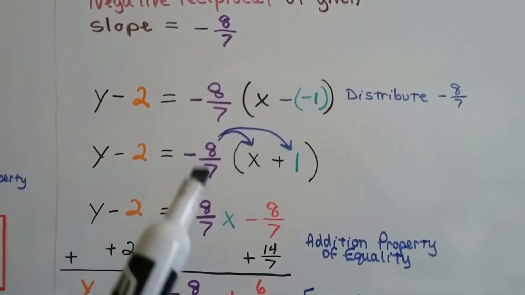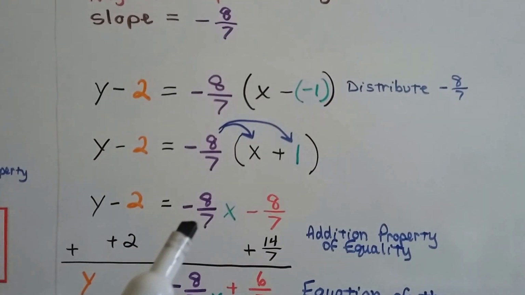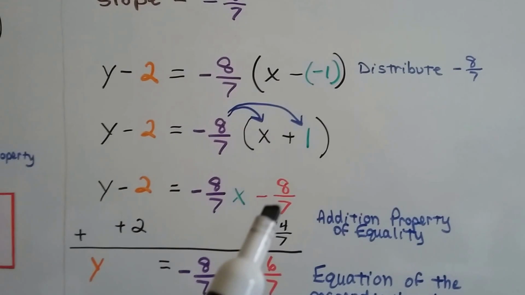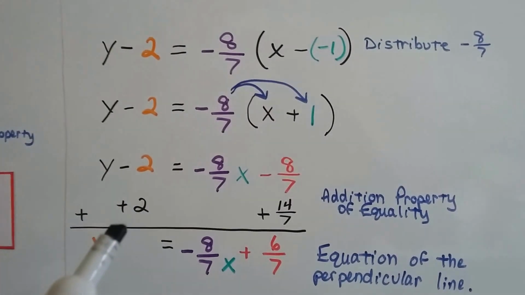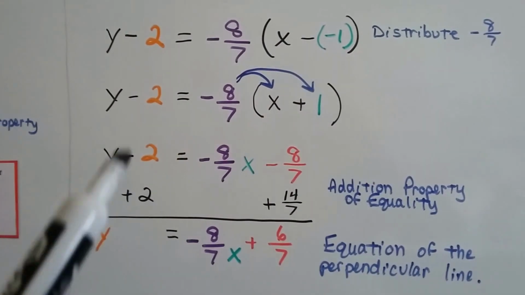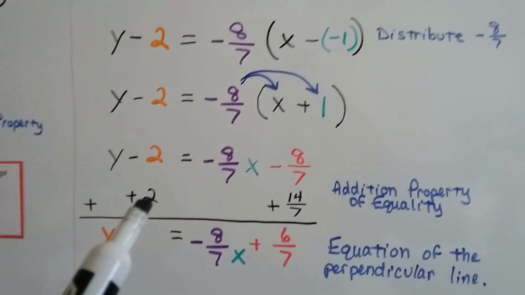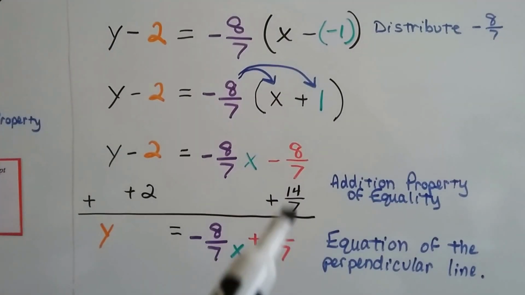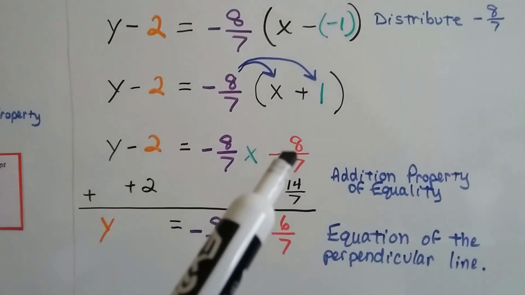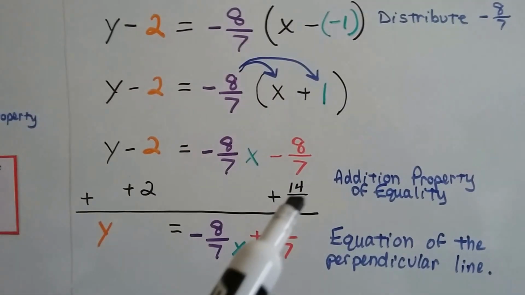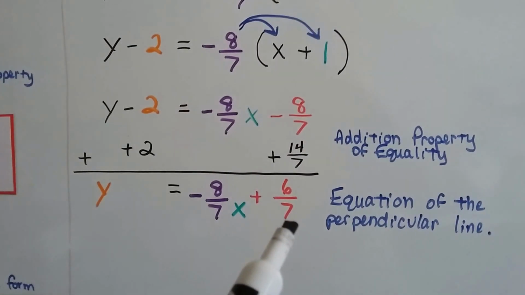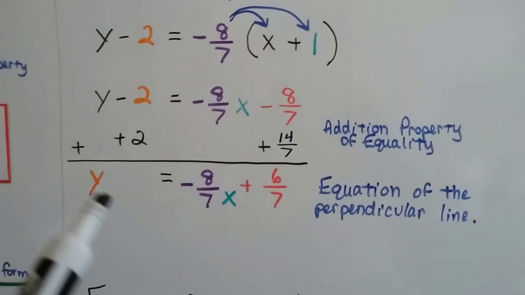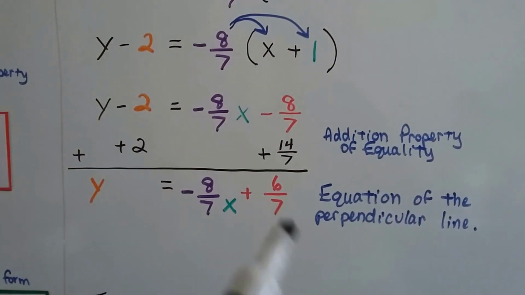Now we're going to distribute this negative 8/7 into the parentheses, and we're going to get negative 8/7 x minus 8/7. When we multiply these, the identity property says we get negative 8/7. Now we can use the addition property of equality to isolate this y, and that'll create a 0 pair here. Instead of using the whole number 2, I used the fraction 14 over 7, because that equals a 2. That'll be easier for me to do my fraction up here. If I have a negative 8/7 and I want to add 14/7, that's going to give me a positive 6/7. So now my slope-intercept form of the equation of the perpendicular line is y equals negative 8/7 x plus 6/7.